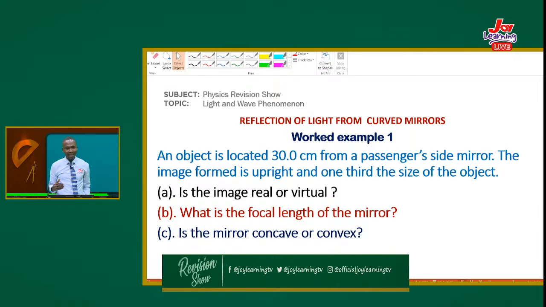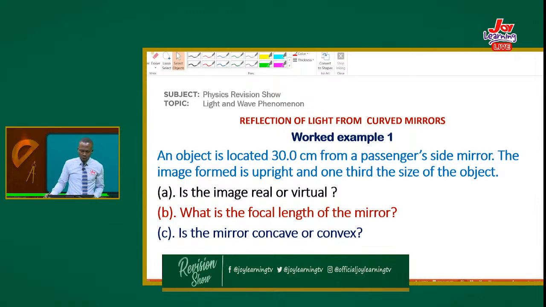When you call in, tune down the volume of your set. If you're watching by TV, you give us a very low volume and try to hear or interact with me through your phone. And then we will look at the problem of the day and solve the question together. But now we have a question here.